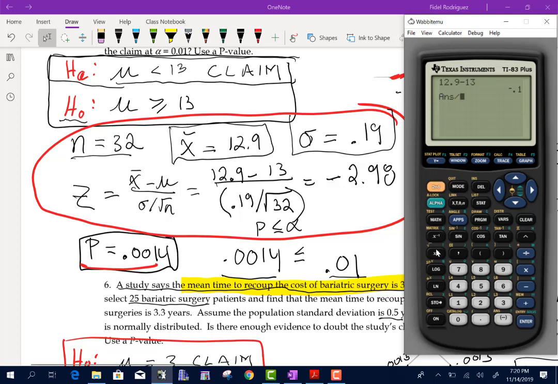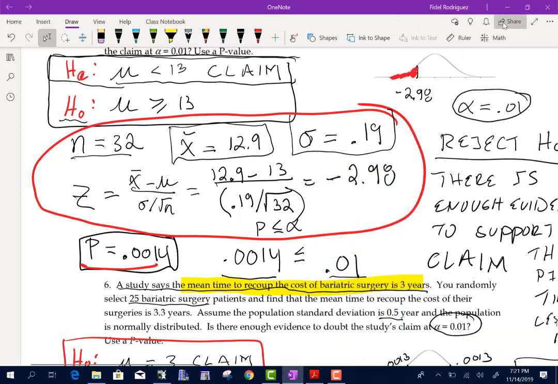And then when we did divided by, what do we have to put? Parentheses. So guys, if you notice, I even wrote them here. We put parentheses and we put 0.19 divided by the square root of, what was our n in this case? 32, okay? And then close the parentheses twice, because my calculator opens up one right there. Then when we hit equals, we rounded this number to 2 decimal places, so we came up with negative 2.98.